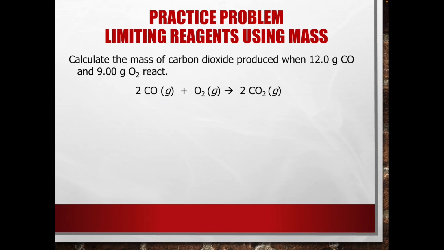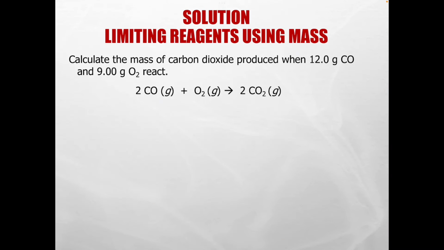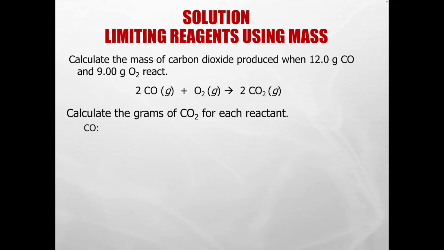Alrighty, so again, we're going to need to make two separate train tracks. One with the carbon monoxide to see how much carbon dioxide we can make, and the other one with oxygen to see how much carbon dioxide we can make. We then will compare those two answers, and the one that makes the smaller amount is the mass that will actually be produced. So let's go through this.